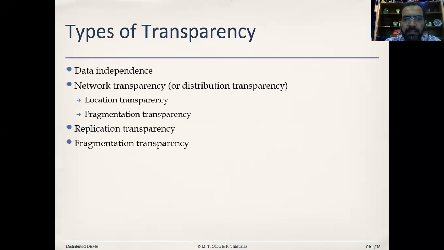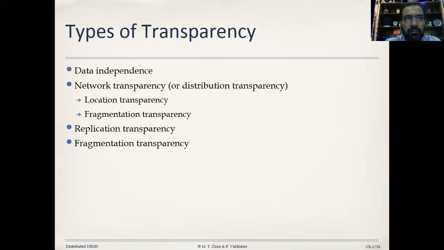And as we have discussed earlier on, transparency in the distributed environment refers to three kinds of transparencies. Number one, it is called network transparency. Number two, it is called replication transparency. And number three, it is called fragmentation transparency. Transparency means hiding the details from the users, or separating the higher level details from the lower level implementation details. So that is the concept of transparency.